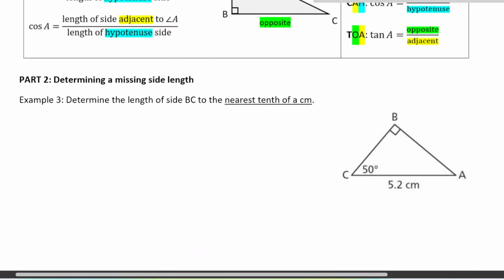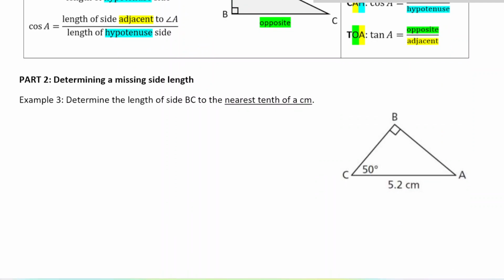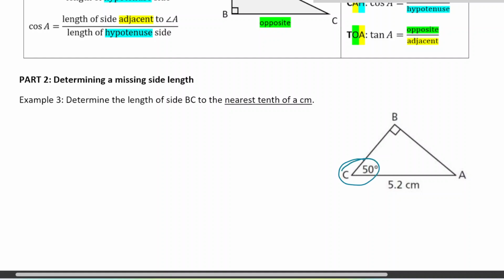Okay, so here it says determine the length of BC to the nearest tenth of a centimeter. Okay, so because I have angle C, that's going to be the angle that I focus on. And again, step one is always, I'm going to write it again because it's really important, label the triangle. Okay, so we want to find side length BC. So I'm just going to call this X here.